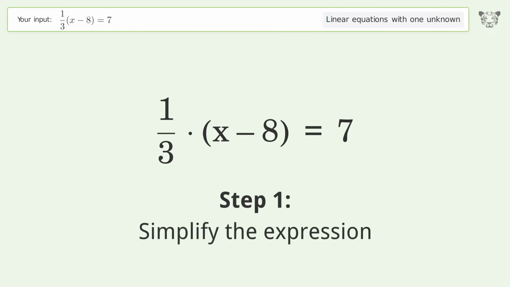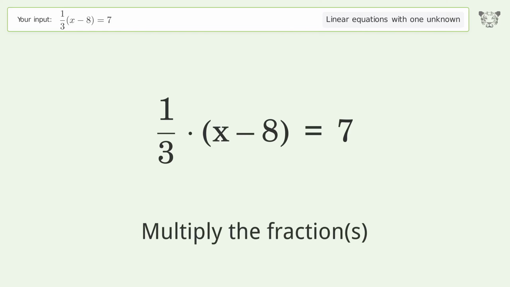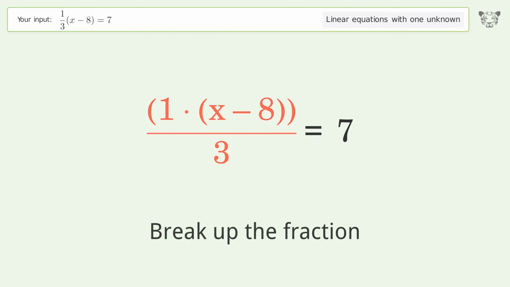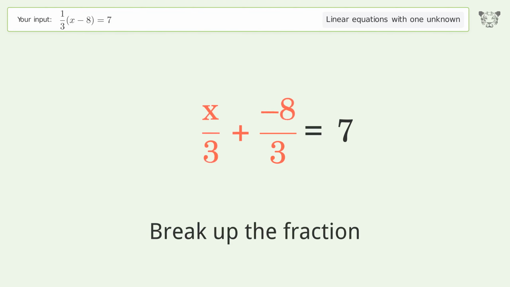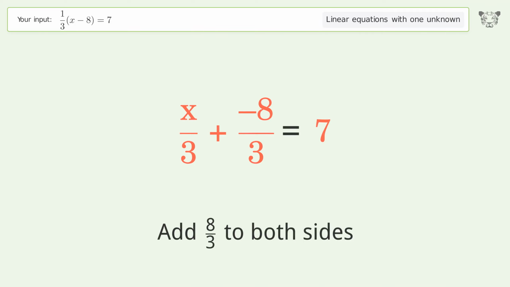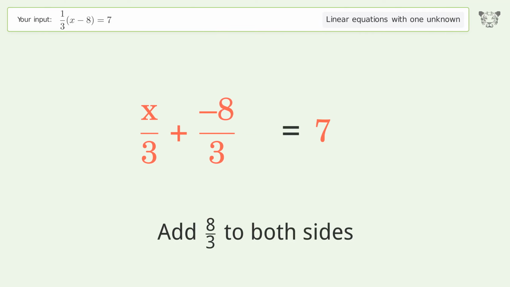Simplify the expression. Multiply the fractions. Break up the fraction. Group all constants on the right side of the equation. Add 8/3 to both sides.